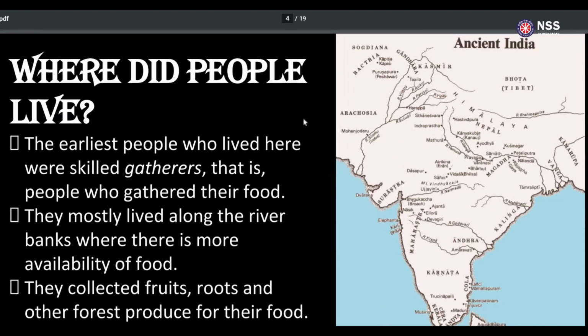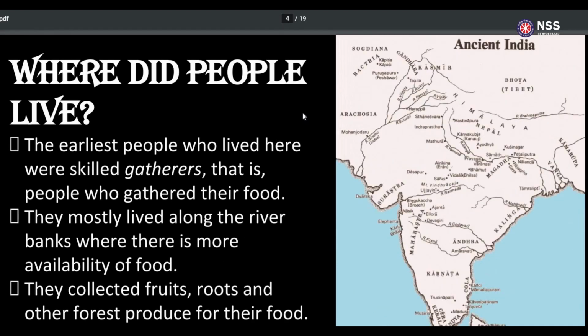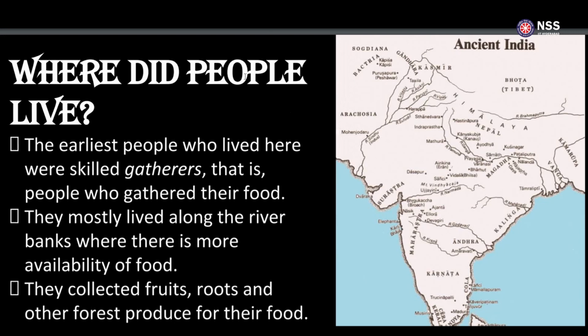So where did people live? Your question, where did people live in the past? The earliest people who lived here were called skilled gatherers, because they used to gather all the food by roaming here and there. They mostly lived along the river banks where there is more availability of food. A river is a good resource of water as well. Many crops, fruits and vegetables grow near the river, so they could find them easily. So they chose to reside near the river.